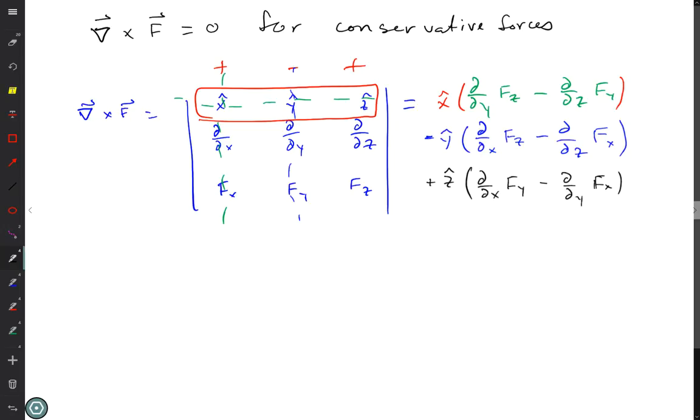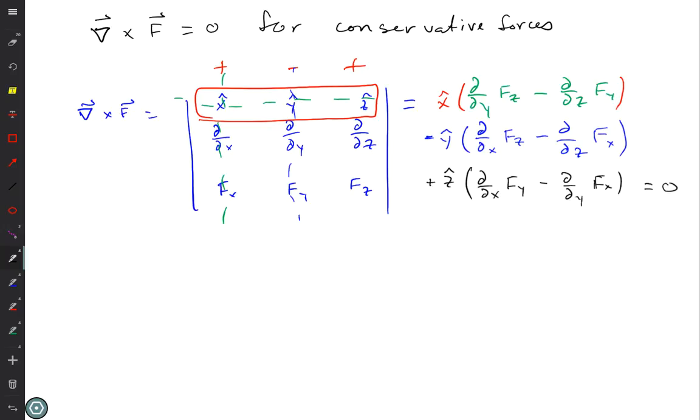So that whole thing, if it's a conservative force, has to equal 0. If that equals 0, that means the x component equals 0, and the y component equals 0, and the z component equals 0, right? If it's equal to 0, all three components have to be 0.